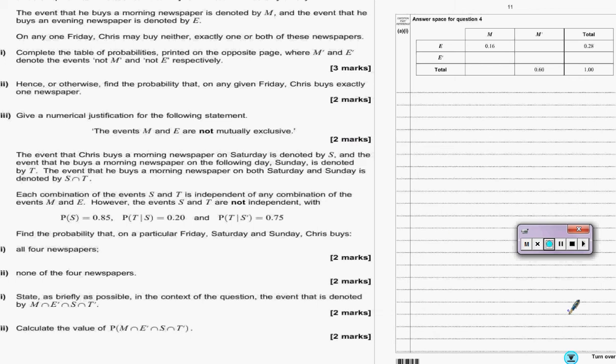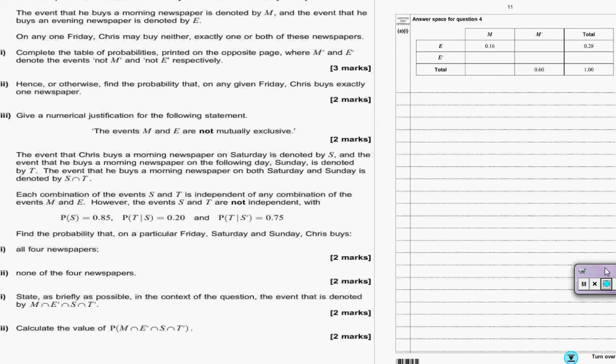Okay, this is AQA SS1B and we're looking at question 4 for June 2015. Basically, I'm going to try and run through this as quickly as possible. So ideally, you should have read the question and attempted it. So please put it on pause and have a go at it.